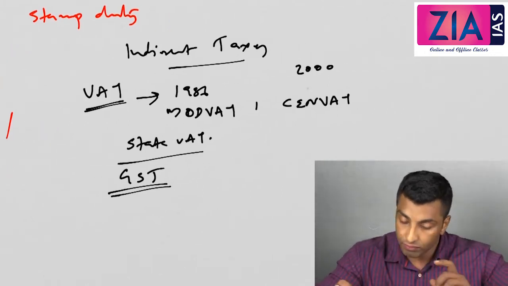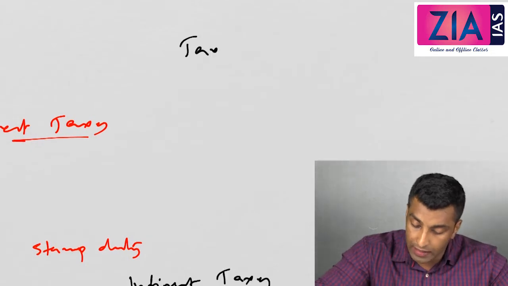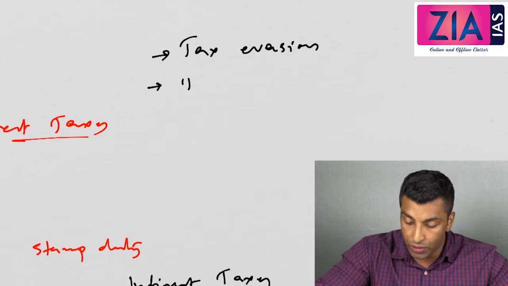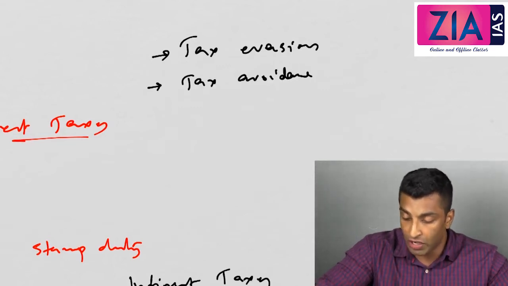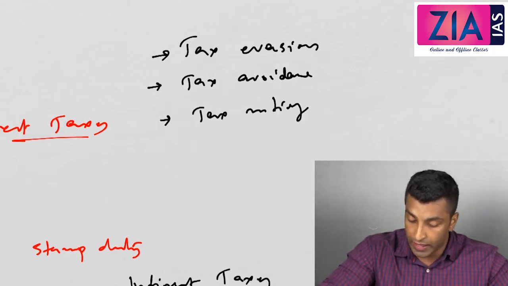And then in the last module, we have talked about the concepts of tax evasion. We have discussed this in detail. We have also talked about tax avoidance. Okay, we have discussed about tax mitigation.